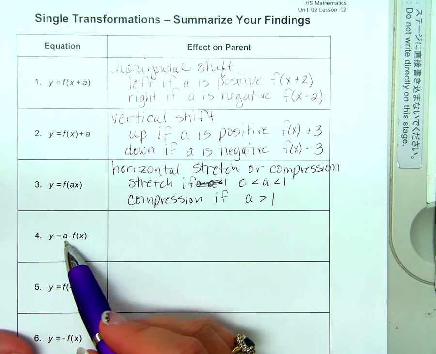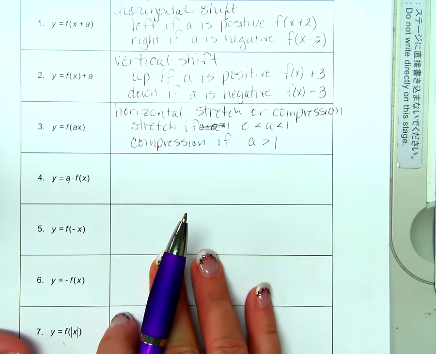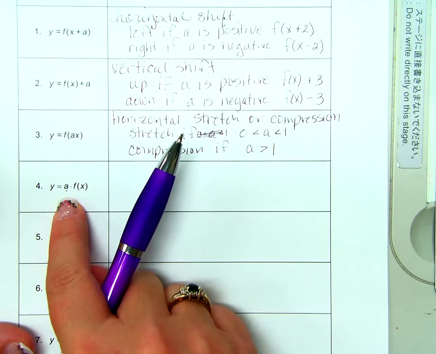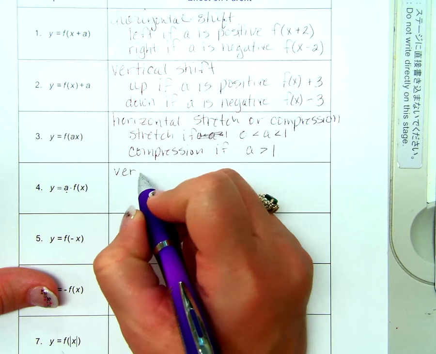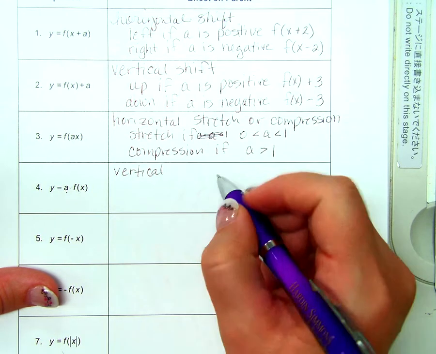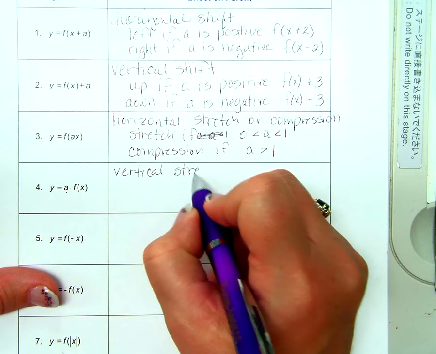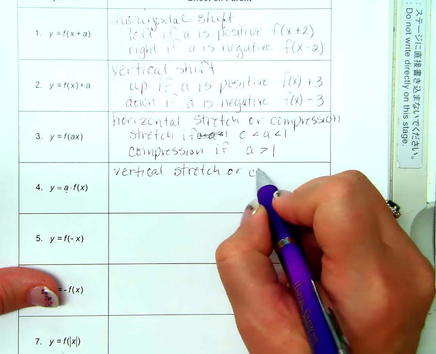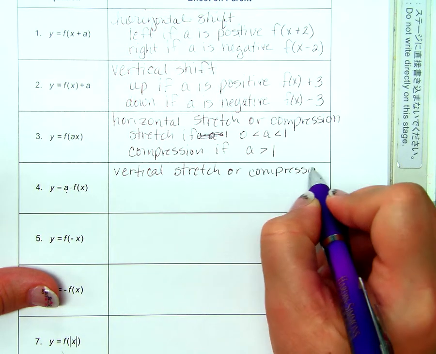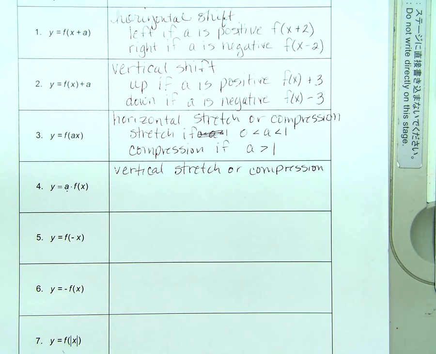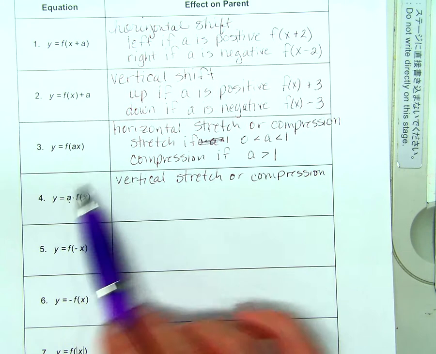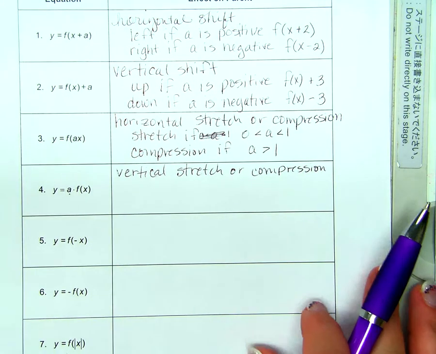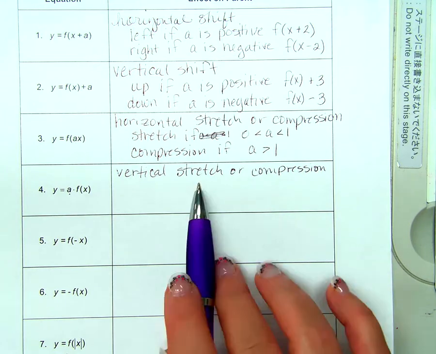Okay. So what about this A? Where's this A? It's outside. Since it's outside, I know what kind of deal it is. Vertical. It's a vertical deal. So what is it here? Vertical stretch or compression. Because it's a multiplier, right? If it's an additive or subtractive number, are those even real words? If it's adding or subtracting to the function, we know it's a shift, right? If it's a multiplier on the function, I know it's a stretch or compression. Fair enough? Okay. So I have my vertical stretch or compression.